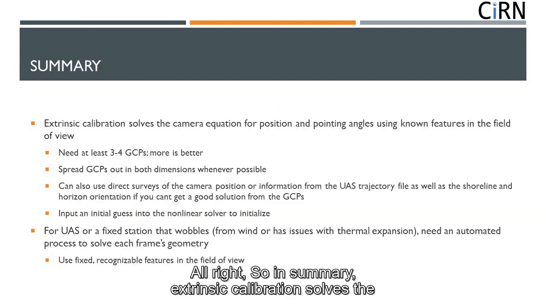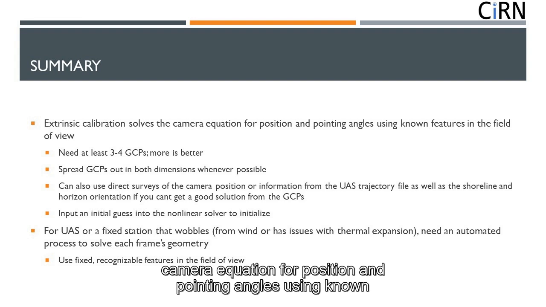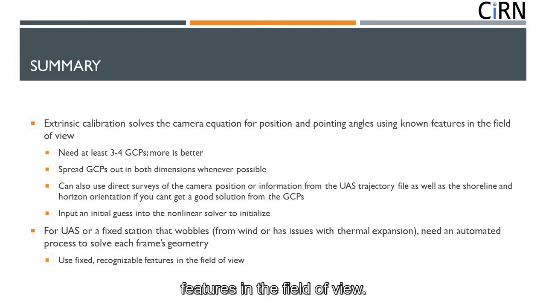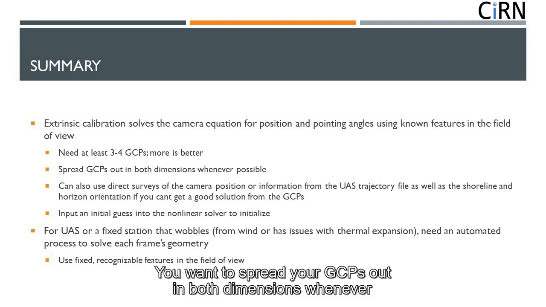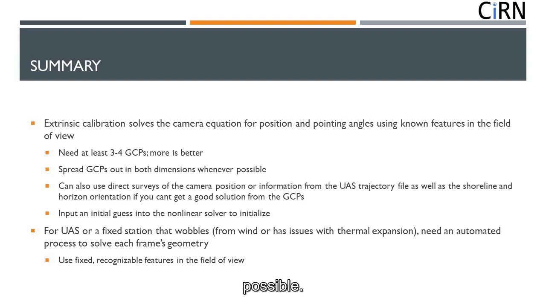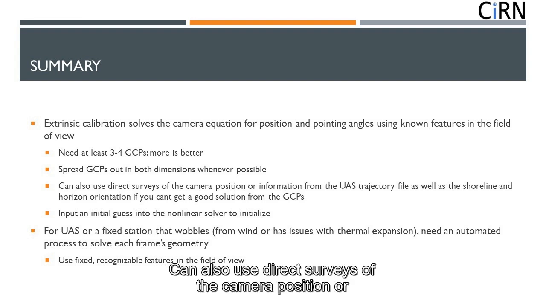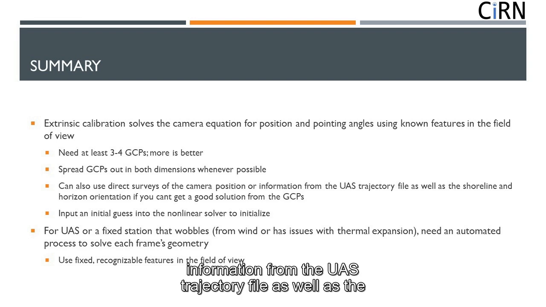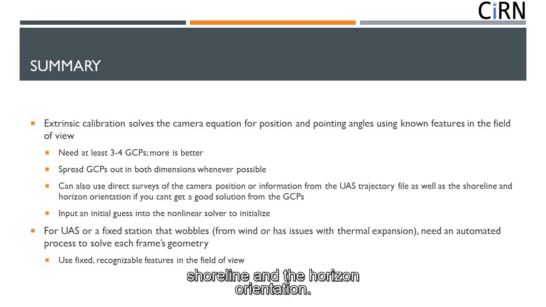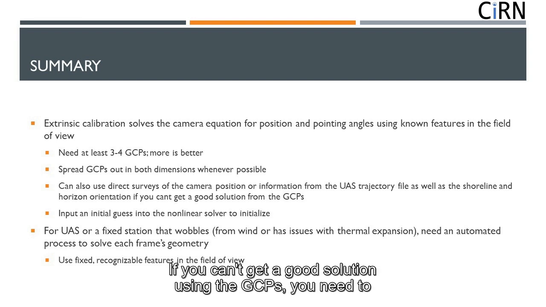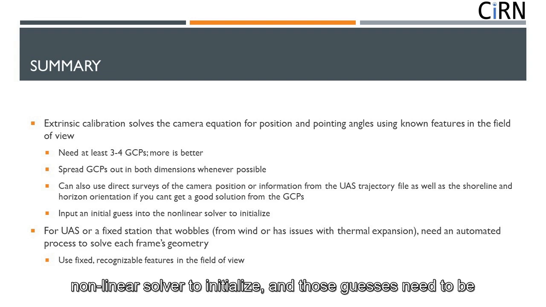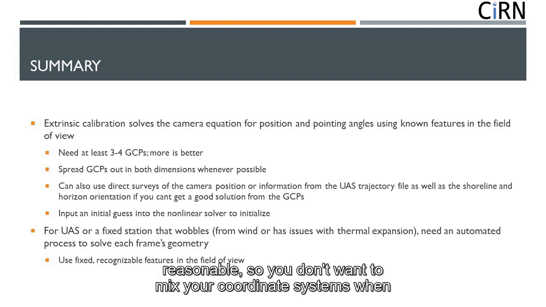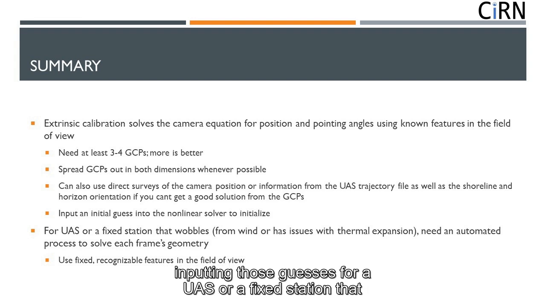All right, so in summary, extrinsic calibration solves the camera equation for position and pointing angles using known features in the field of view. You want at least 3 to 4 GCPs, more is better. You want to spread your GCPs out in both dimensions whenever possible. You can also use direct surveys of the camera position or information from the UAS trajectory file, as well as the shoreline and the horizon orientation if you can't get a good solution using the GCPs. You need to input an initial guess of these 6 parameters into the nonlinear solver to initialize, and those guesses need to be reasonable. So you don't want to mix your coordinate systems when inputting those guesses.